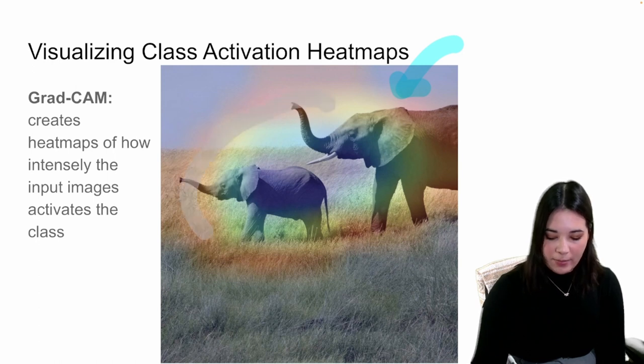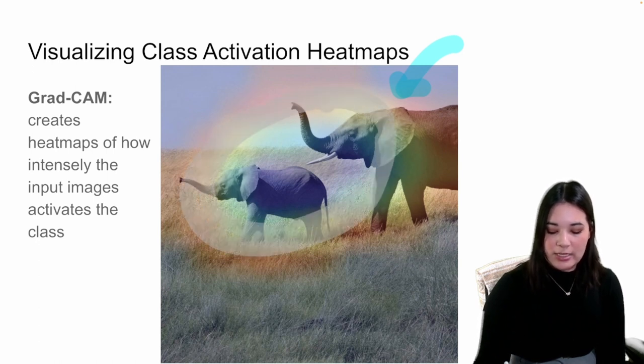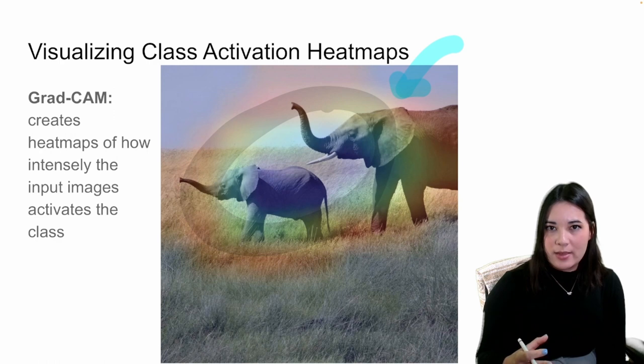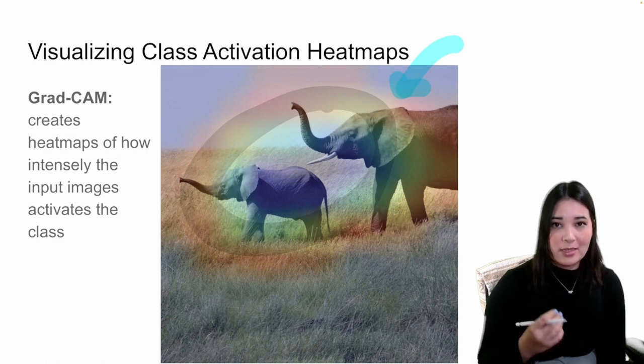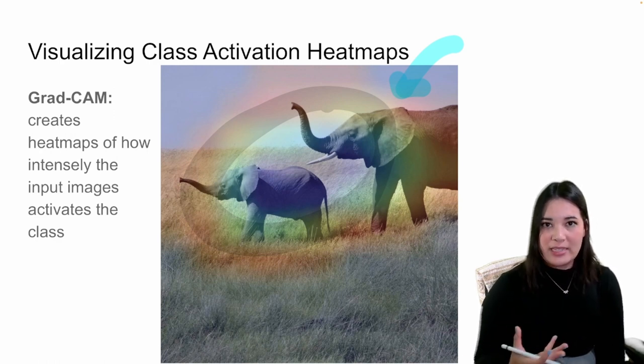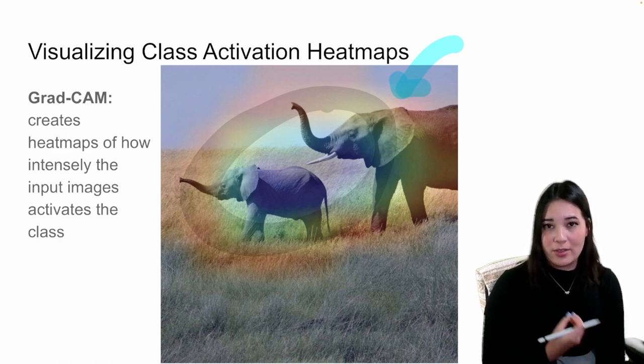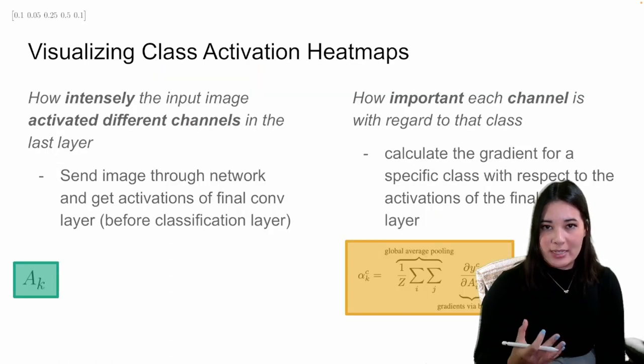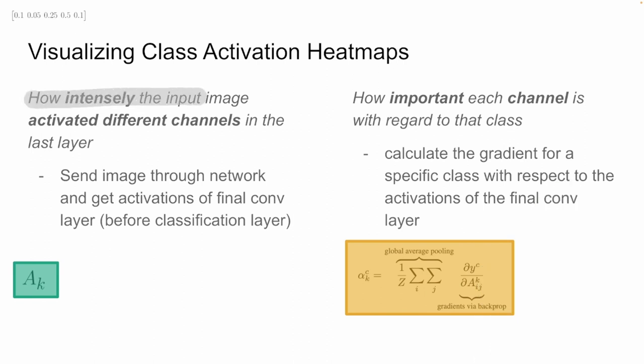The heat map that you see on this image is telling you what made the model think that this is a picture of elephants. Basically, it shows you where in the image is telling that network that this is an elephant. The way it does this is with two steps. First, we have to figure out how intensely our input image is activating different channels in the last layer.